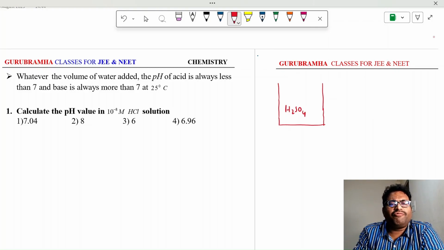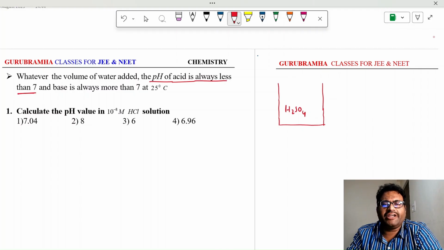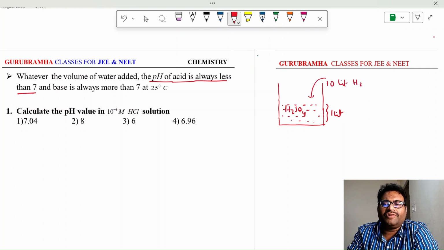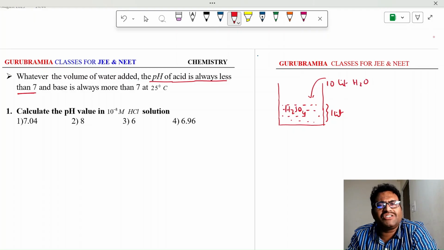Whatever the volume of water added, the pH of an acid is always less than 7. The meaning of that is, let us take H2SO4 in this container. Now you are adding water to it. Say 1 liter of H2SO4, and you have added 10 liters of water. If you add 10 liters of water, its concentration decreases.